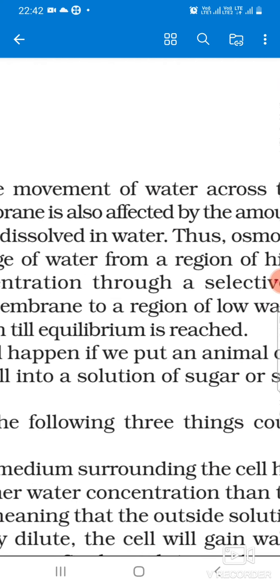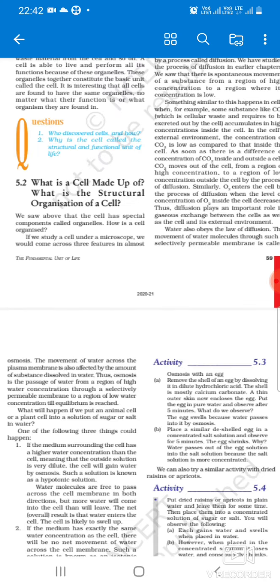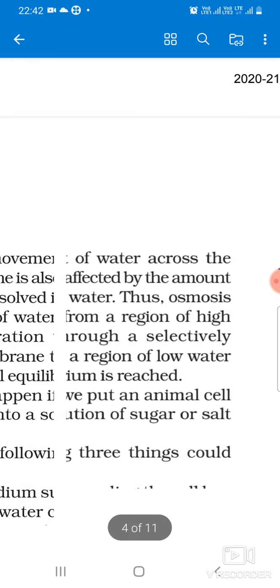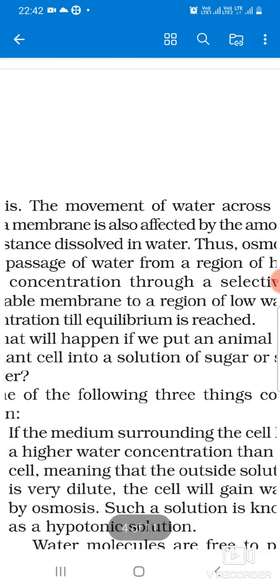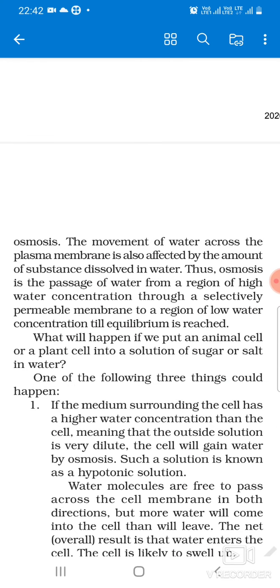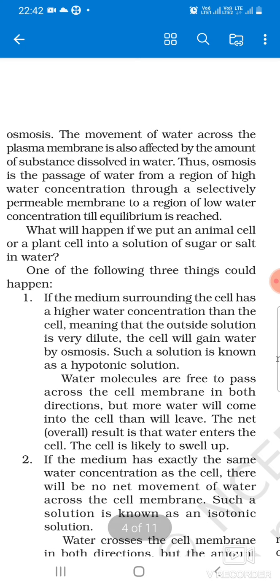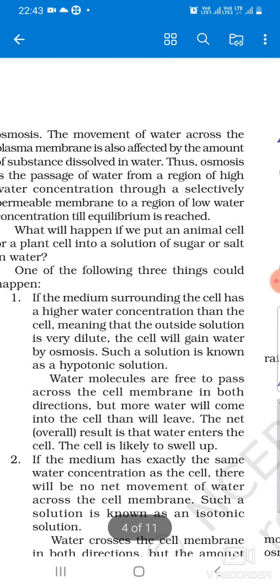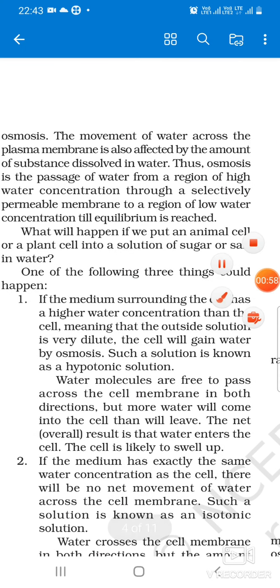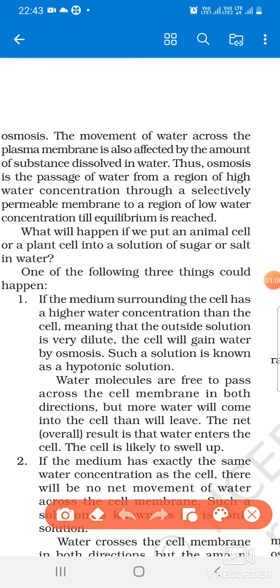The movement of water across the selectively permeable membrane is affected by the amount of substances dissolved in water. So osmosis is the passage of water from a region of higher concentration to the region of lower concentration till equilibrium is reached, means balance is reached. Now here look at the three cases.